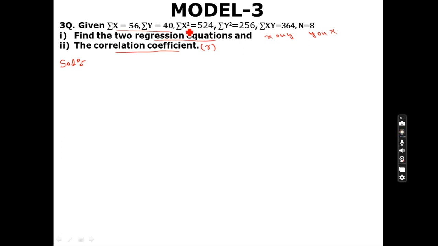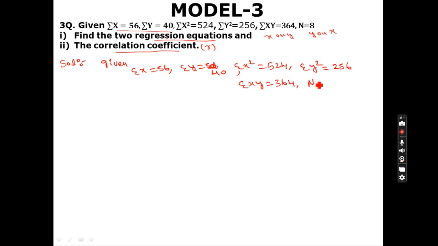By seeing the data you observe this is what we did in the part 1 video: the direct method formula, and the information related to it is given in the problem. So now, solution. Whatever values are given in the problem, just copy them. Summation x equal to 56, summation y equal to 40, summation x square equal to 524, summation y square is 256, summation xy is 364, and n is equal to 8. Space is not sufficient, so I am writing everything in one line, but in the exam you need to write one after the other.